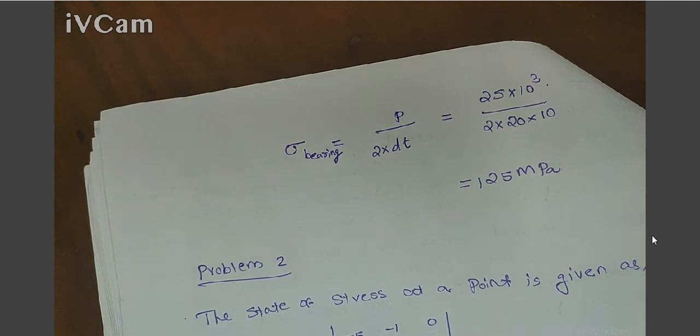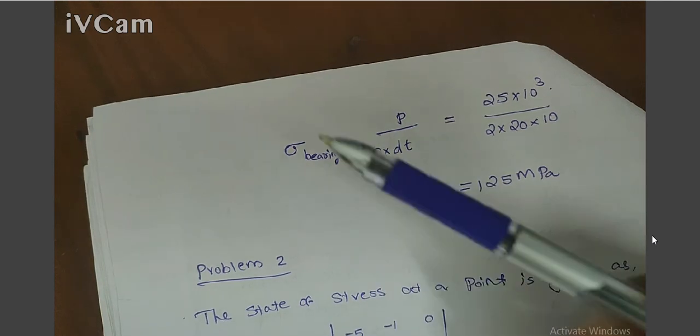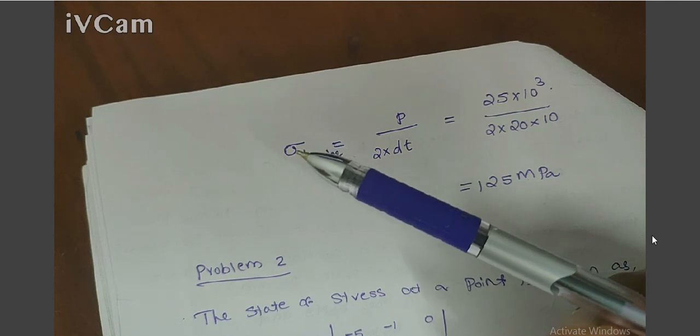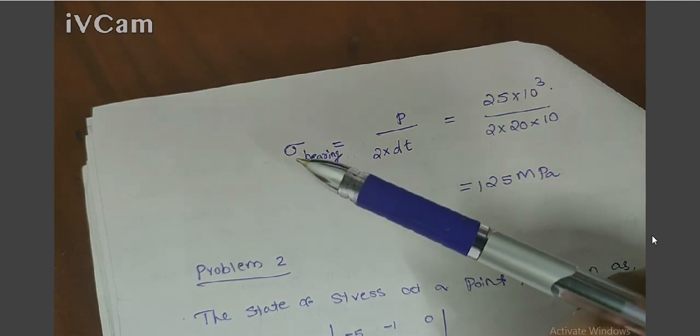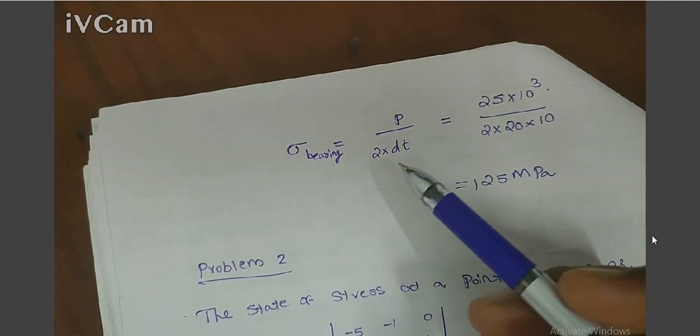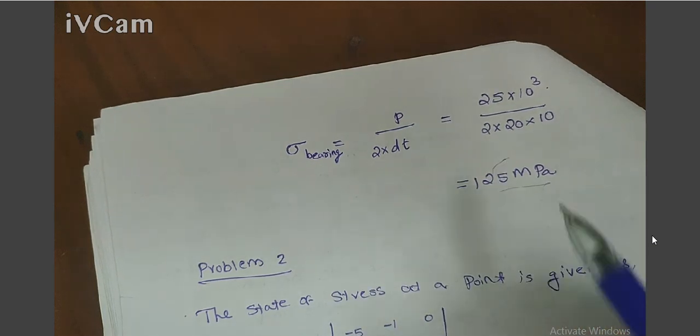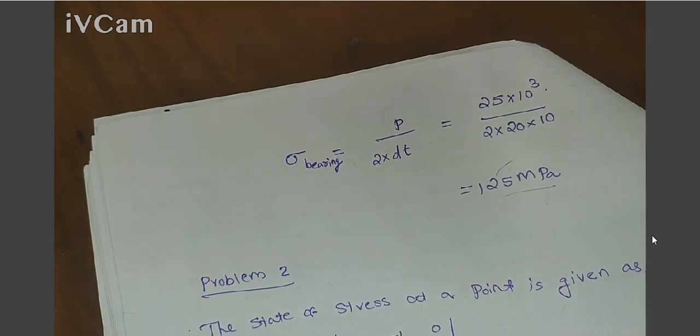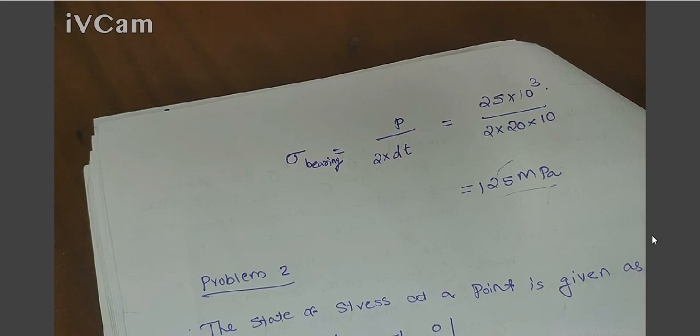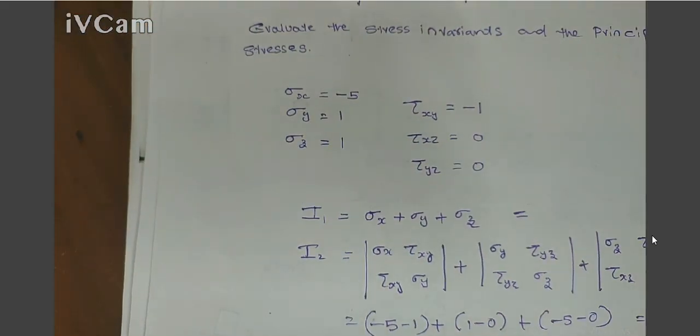Okay, the projected area of a cylinder will be equal to 2 into d into t, so that is equal to 125 megapascal. So that is the one problem based on average stress.